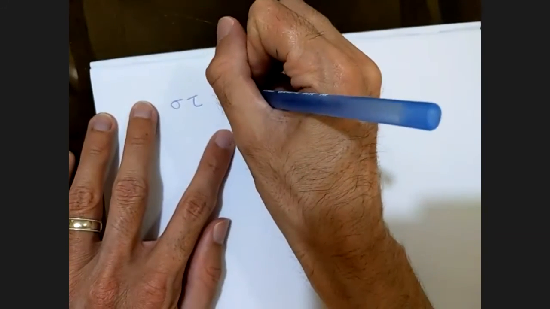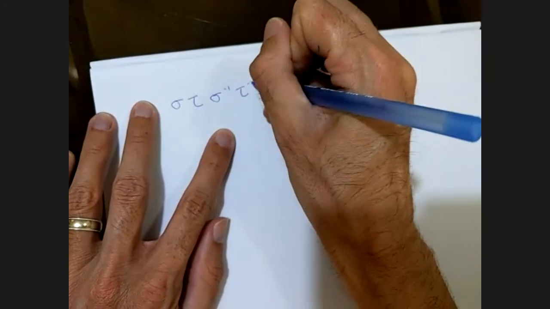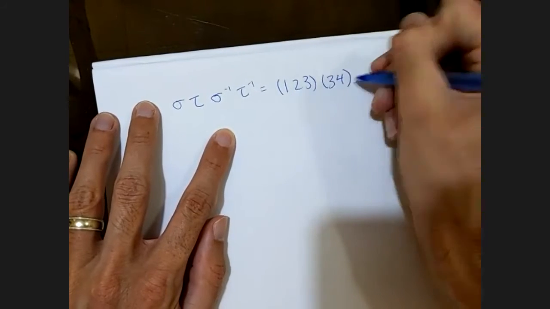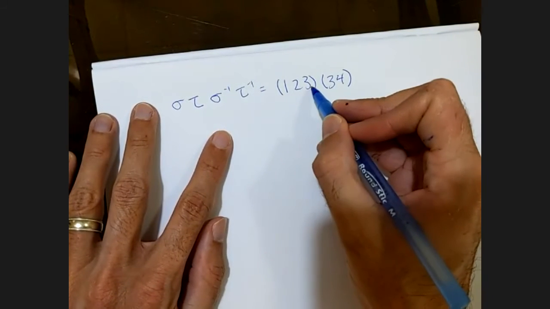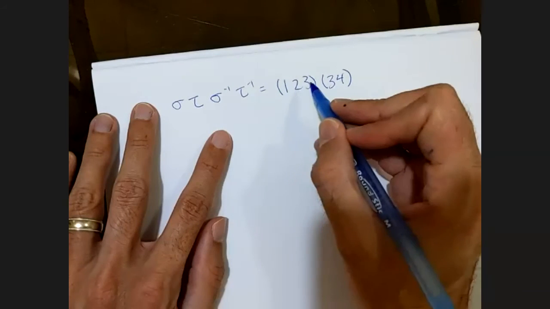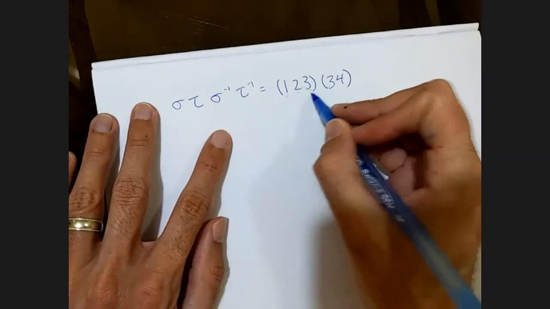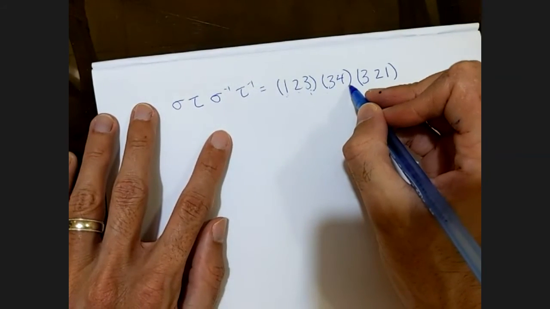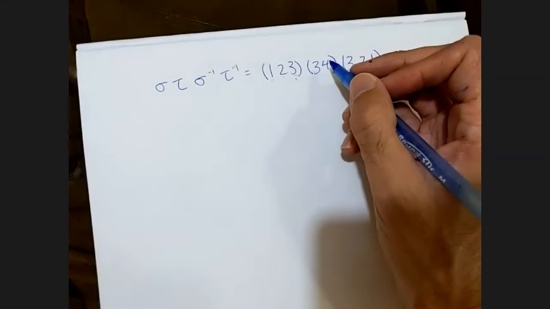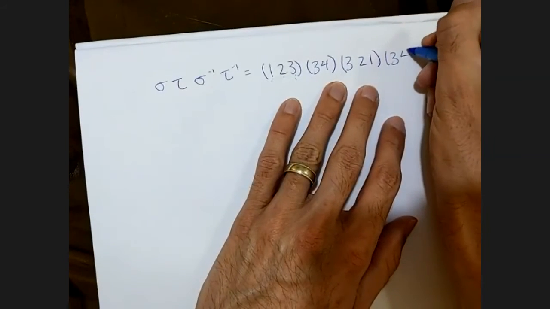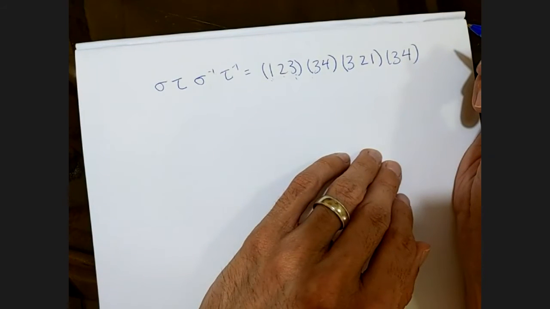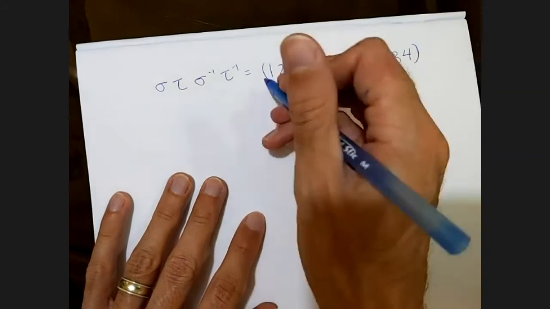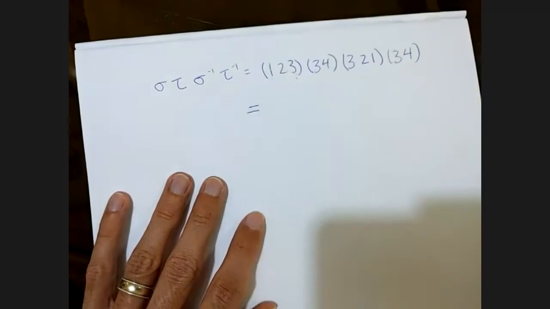Sigma tau sigma inverse tau inverse. Well, first we have sigma is (1 2 3). Tau is (3 4). Sigma inverse just means, well, sigma goes 1 to 2 to 3 to 1, so sigma inverse just goes 3 to 2 to 1 back to 3. So you can write that like this. And the inverse of any transposition is just the same thing. Okay, so let's try and compute the cycle decomposition of this crazy permutation.